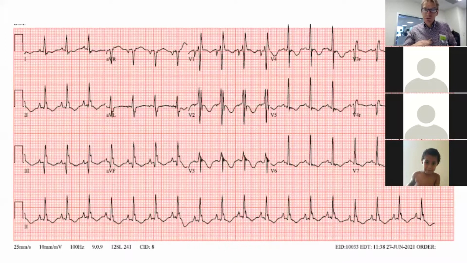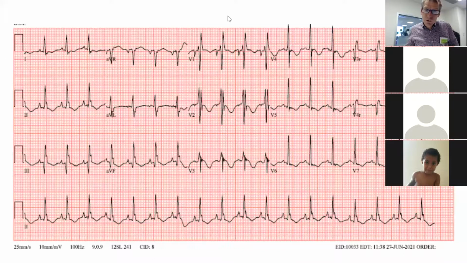V2 here, V2, 3, 4, 5. All right, so lead V2 is looking directly at what? I think it's right. The right ventricle, exactly, yes. It's looking at the right ventricle.